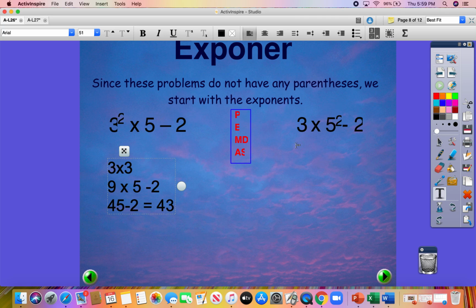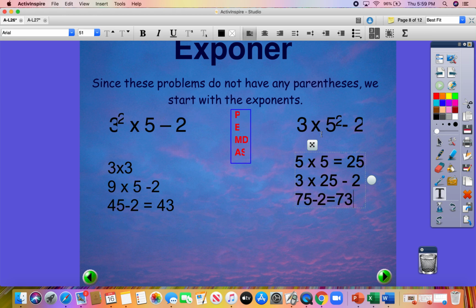Okay, let's try another one. This time, I've got the multiplying, an exponent, and subtracting. But I need to figure out what my exponent is first. So 5 squared. Oh yeah, that's 5 times 5, which equals 25. So I need to do 3 times 25 minus 2. Well, 3 times 25 comes next, which is 75, minus 2 equals 73. That doesn't seem too hard, right?